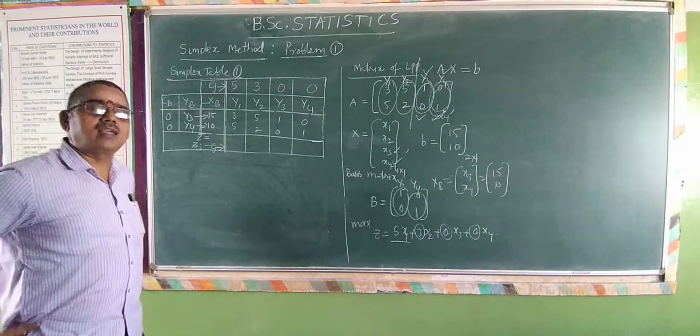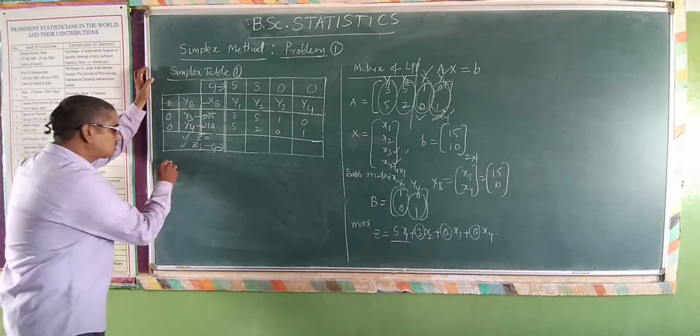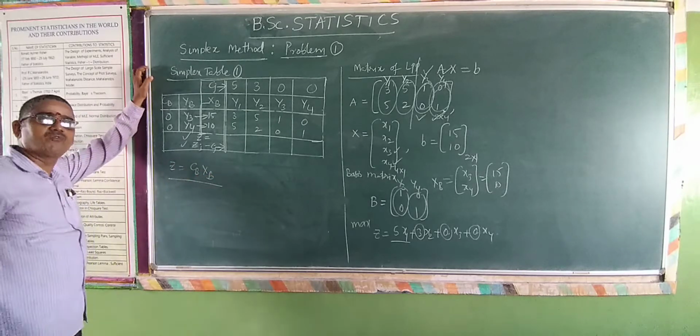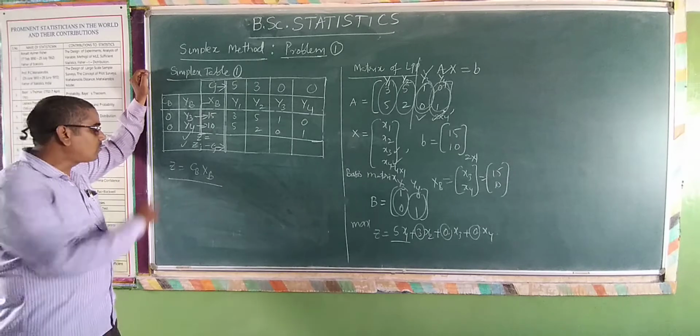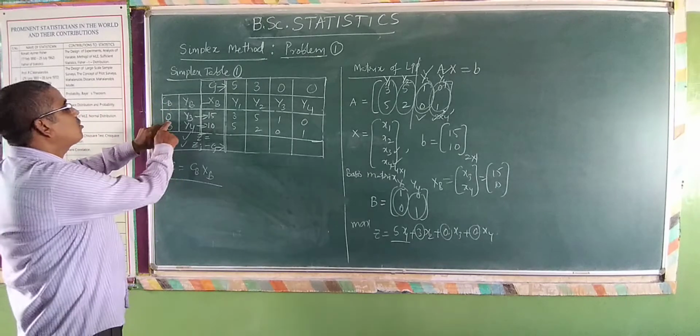Thereafter, what you have to calculate? You have to calculate two other values, Z and Zj minus Cj. What is Z? It is the formula CB XB. Remember, you write it somewhere. The formula of Z is CB XB. Now you calculate what is CB? CB is this, 0 into 15.